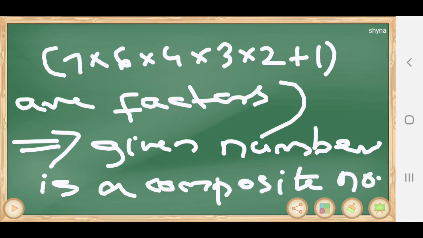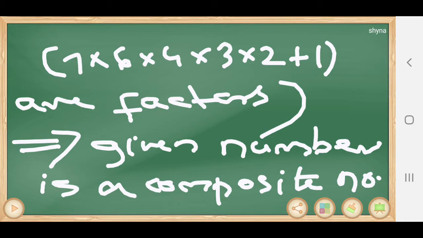Here also we can write 5 into 7 into 6 into 4 into 3 into 2 plus 1, which means 5 is one factor, since into means product. Then what is inside of the bracket, that is also another factor. Then 1, we are not writing there, but 1 is a factor of every number. So now we can see 3 factors, that is more than 2 factors. So that number contains more than 2 factors. So it is a prime number. Sorry, it is not a prime number. It is a composite number.